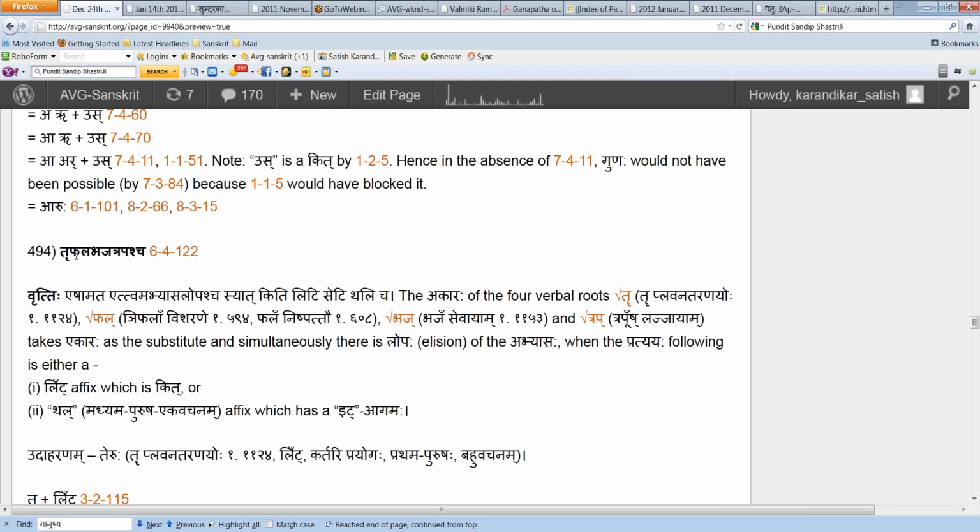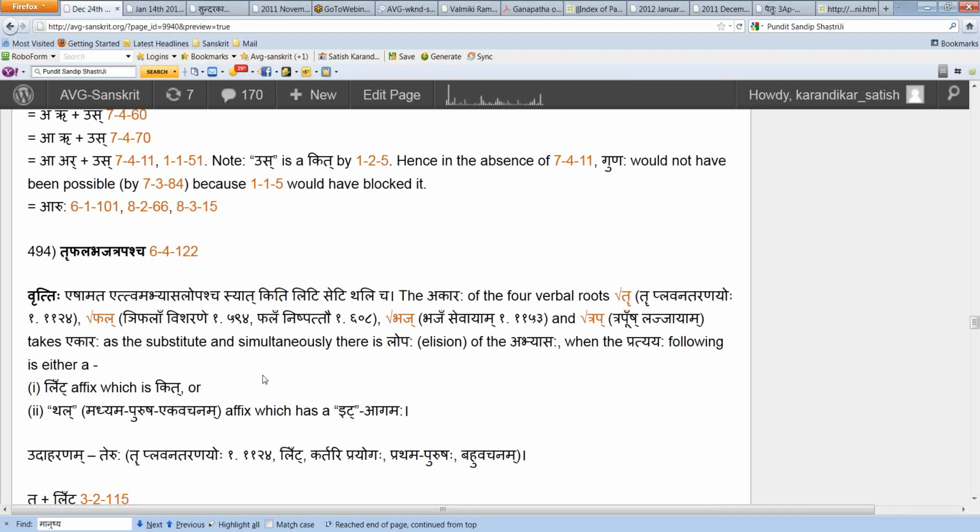So these three we understand why Panini specifically mentions these. In phal we say abhyase charcha gives a pakara adesha, so it won't qualify for 6-4-120. In bhaj, same thing, abhyase charcha makes a bakara adesha. In trap there is sanyoga. So 6-4-120 could not handle these cases. That's why Panini puts 6-4-122. So what about tru? Let's look at the example in detail.